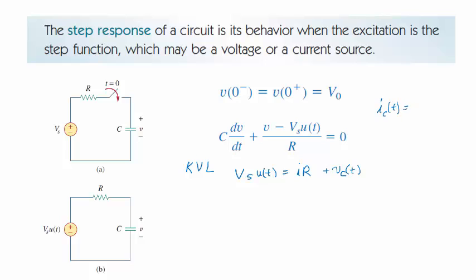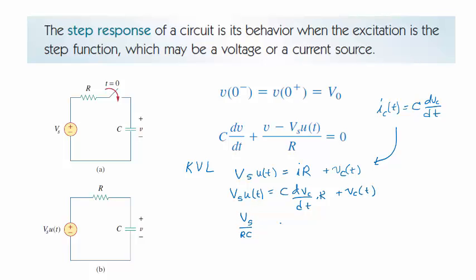But we know that I in a capacitor is C dV/dt, correct? So I am just going to substitute that into here. Vs U of t equals C dVc/dt times R plus Vc of t. Now it's starting to look like a differential equation that we've seen before, except before we had it equal to 0 over here, and now we have it equal to something. This is what we call the forcing function in this equation.